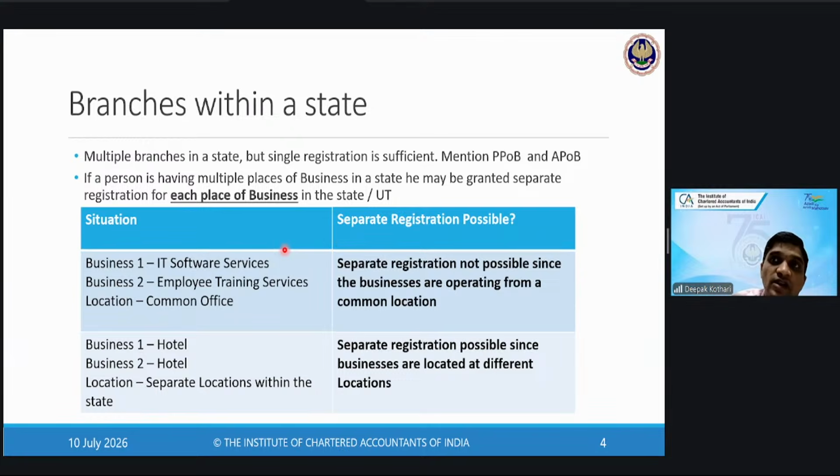But in the second scenario, he's operating one business, the same business itself, but in different locations. So there he will get separate registration. Clear? When you read between the lines and understand the lines in detail, this is my interpretation: if you are having two businesses at one place, then you cannot get separate registration, because the requirement says that if a person is having multiple places of business in a state, he may be granted separate registration for each place of business. And your common office is not each place of business, it is one place of business. So that's why in scenario one, I think he cannot get separate registration even if he wants.